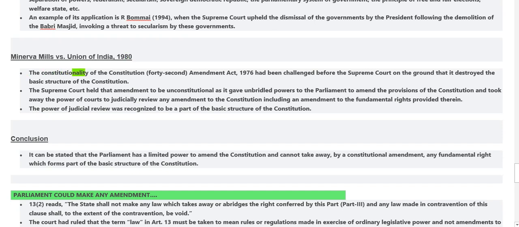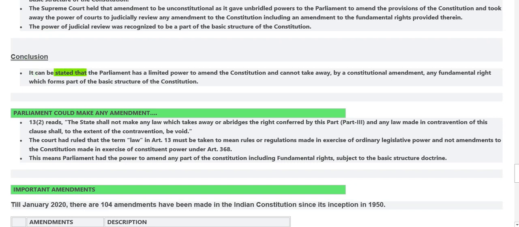Minerva Mills vs. Union of India, 1980. The constitutionality of the 42nd Amendment Act, 1976 had been challenged before the Supreme Court on the ground that it destroyed the basic structure of the Constitution. The Supreme Court held that amendment to be unconstitutional as it gave unbridled powers to the Parliament to amend the provisions of the Constitution and took away the power of courts to judicially review any amendment to the Constitution, including an amendment to the fundamental rights provided therein. The power of judicial review was recognized to be a part of the basic structure of the Constitution.